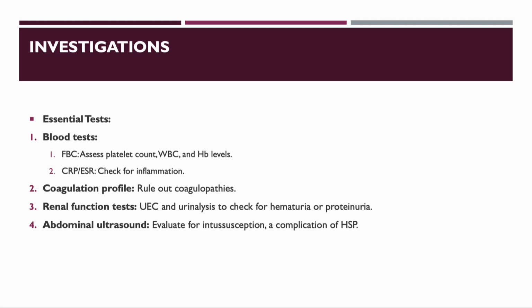Investigations: essential test: blood test, full blood count, assess platelet count, white blood cell count, and hemoglobin levels. CRP or ESR, check for inflammation. Coagulation profile, rule out coagulopathies. Renal function test: urea, electrolytes, creatinine, and urinalysis to check for hematuria or proteinuria. Abdominal ultrasound, evaluate for intussusception. It's a complication of HSP.